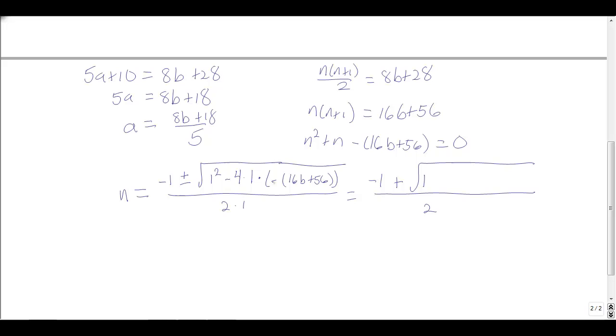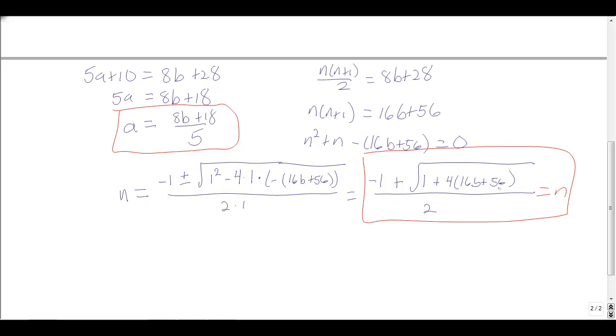1 squared is 1. The negative and the negative cancel. I get plus 4 times 16b plus 56. I'm just going to leave this like that here. Okay, so what I've got now is I have a given to me as a function of b, and I have n here given to me as a function of b as well.